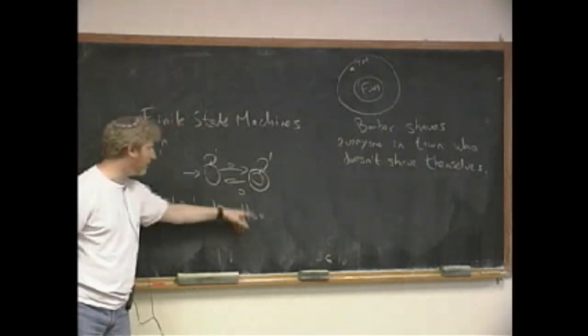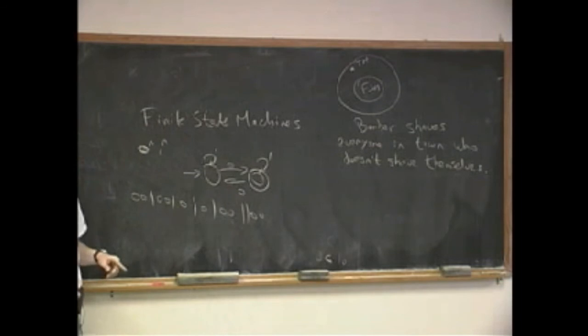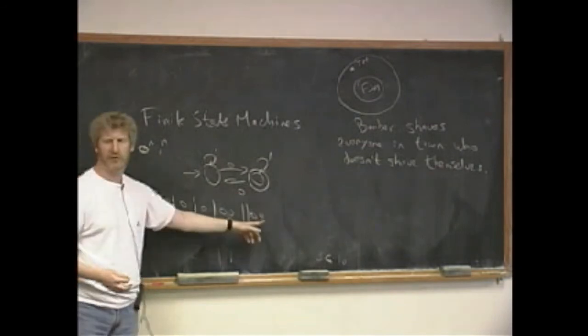So that funny little binary string represents this finite state machine. Now, you could represent this finite state machine in a million other ways. This is just one way. There's one method of turning finite state machines into binary strings. There's lots of other methods.